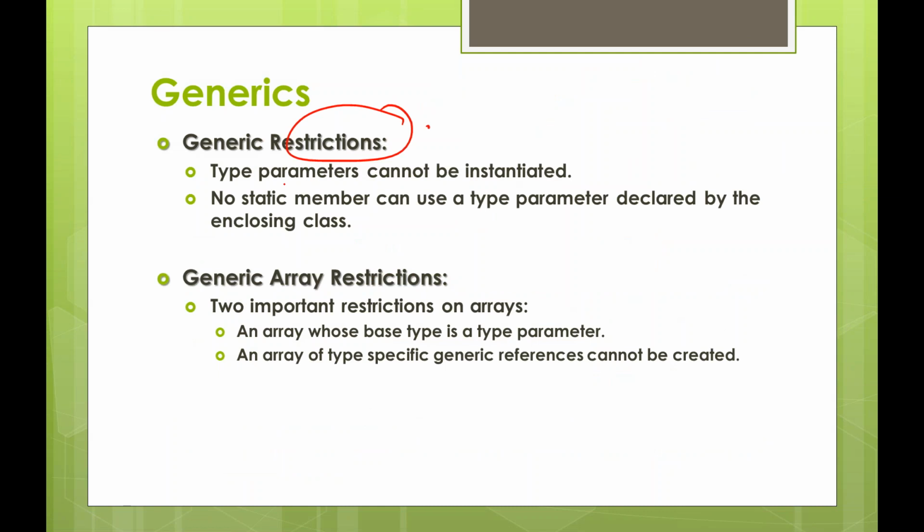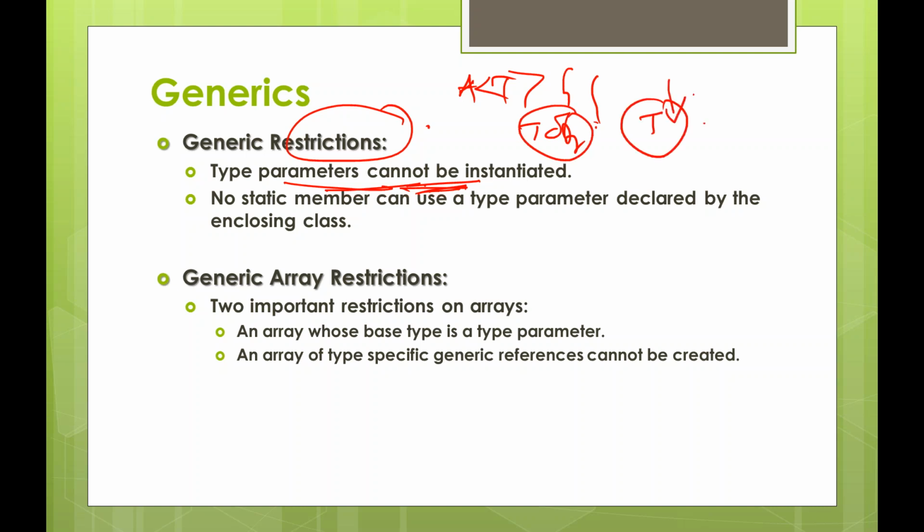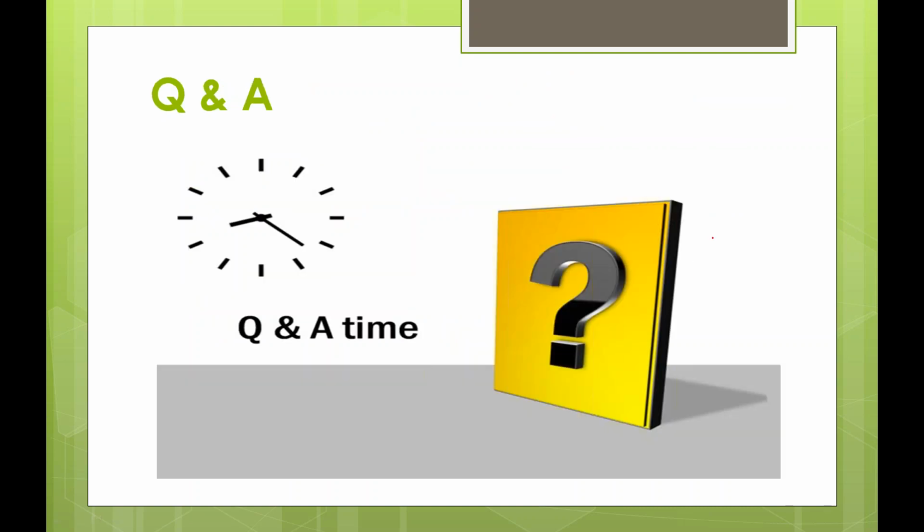So, generic restrictions for type parameters. Whatever type you pass to T, you will have a type object, right? So you cannot create an instance of this particular type parameter itself inside your generics. And these are the two restrictions for arrays. Okay, I think that is the end of generics.